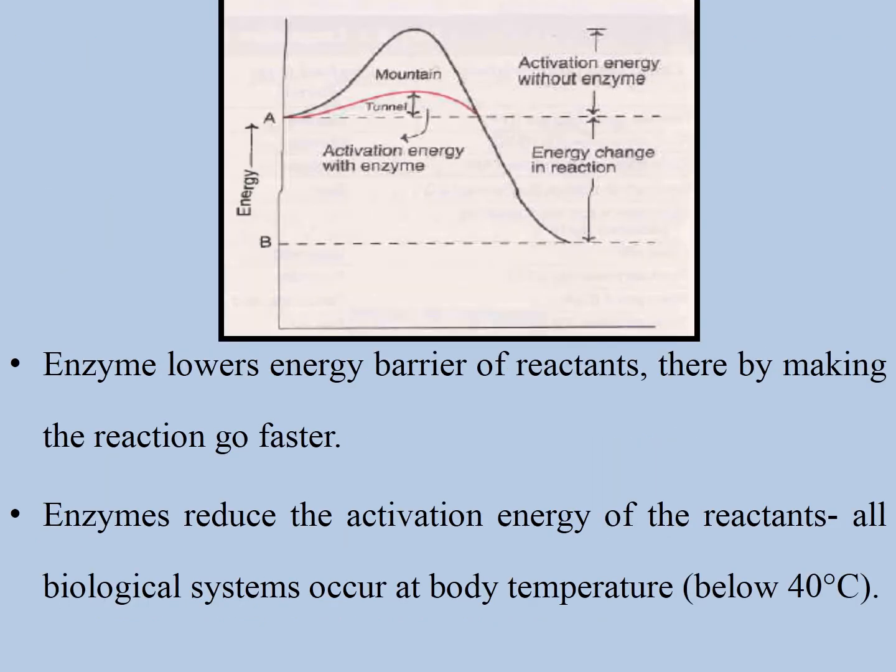This is the graph of energy, with the enzyme. This one is the activation energy with the enzyme and activation energy without the enzyme. Energy change in a reaction. Here, the enzyme lowers the energy barrier of the reactant, thereby making the reaction go faster. Enzymes reduce the activation energy of the reactant. All biological systems occur at a body temperature below 40 degrees Celsius.